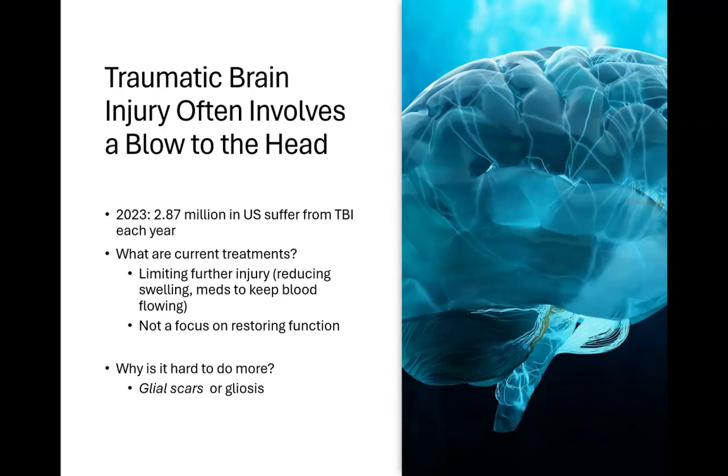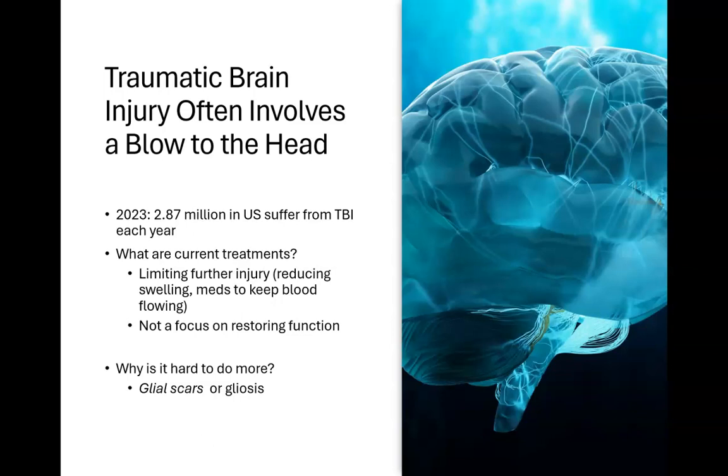Now, what are the current treatments for a traumatic brain injury? Generally, the goal is to limit further injury. We want to reduce swelling. We want to use medication to basically keep blood flowing to the brain. One of the things that I didn't really talk about here is that proper blood flow to the brain is going to be really critical for normal function of the nervous system. And areas that are very highly active require an increased blood flow. But notice that there's not really a focus on restoring function or preserving cells that are already damaged and dying.